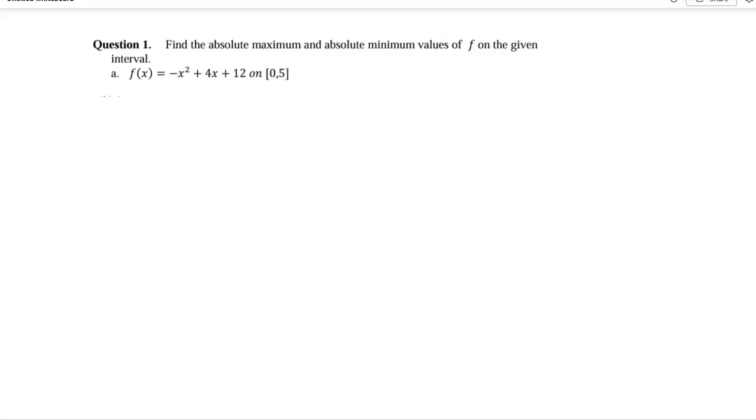It's the first question from the review. We need to find the absolute max and minimum of the function, which is given as negative x squared plus 4x plus 12 on this given interval from 0 to 5.